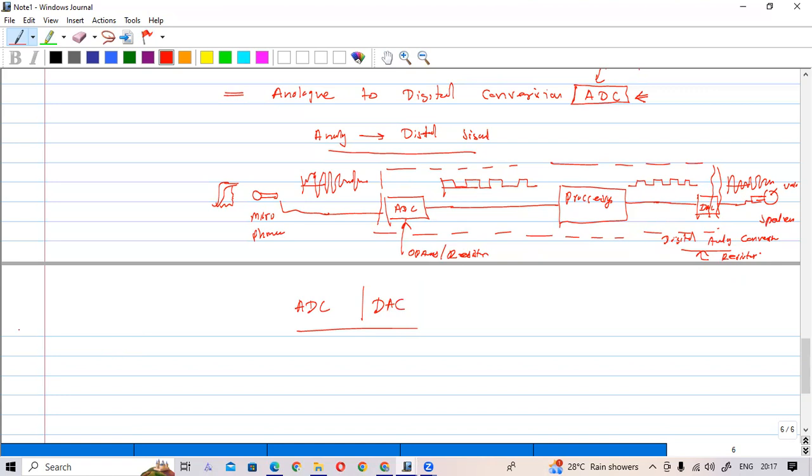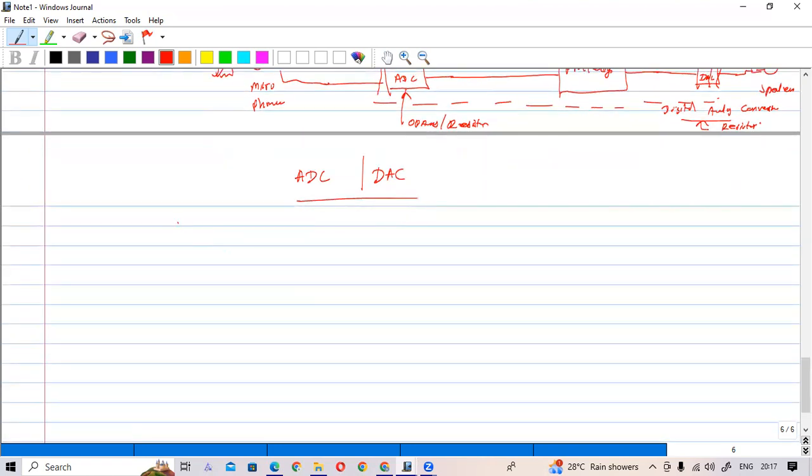So first we will see analog to digital conversion. Actually, in analog to digital conversion there are 3 steps. You should know these 3 steps. These are very important. Sampling, the other step we call quantizing, and the other step we call encoding. Sampling, quantizing, and encoding.